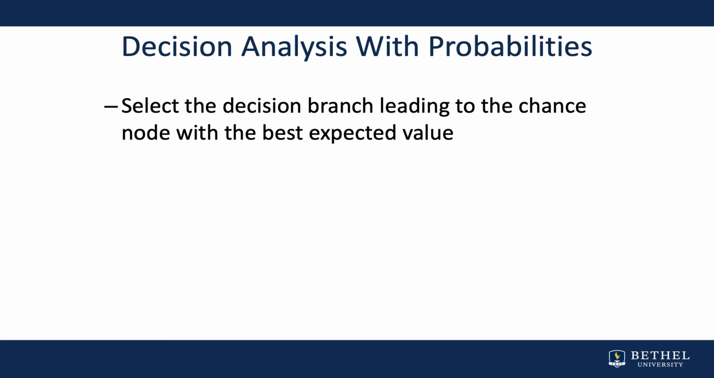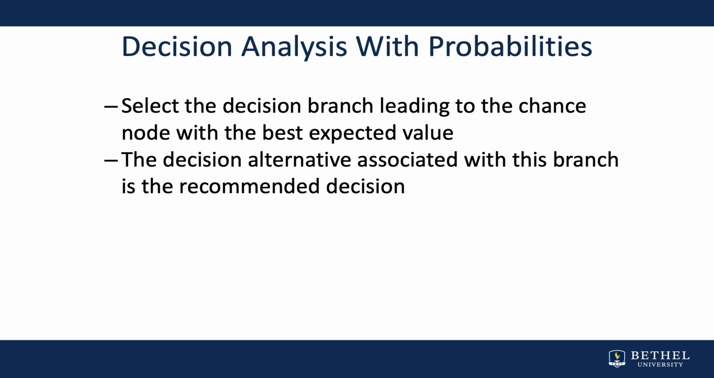Up to now, we dealt with the problems without probabilities and using our best approach to get to a decision. Now we're going to approach the same problem using probabilities. To do that, you have to select the decision branch leading to the chance node with the best expected value. The decision alternative associated with this branch is the recommended decision.